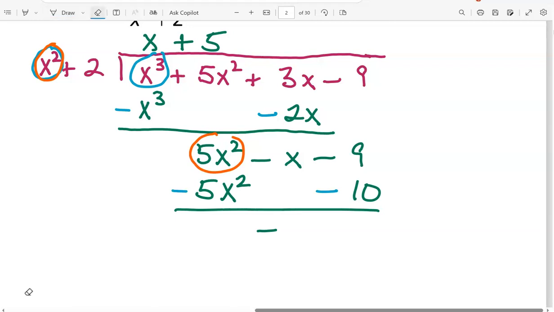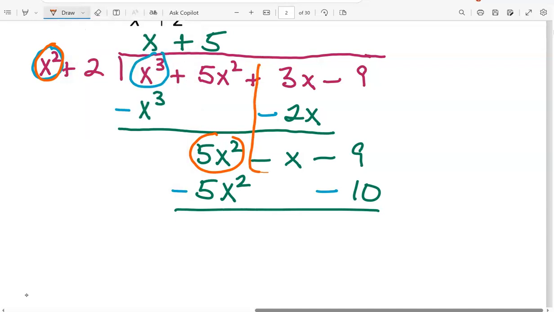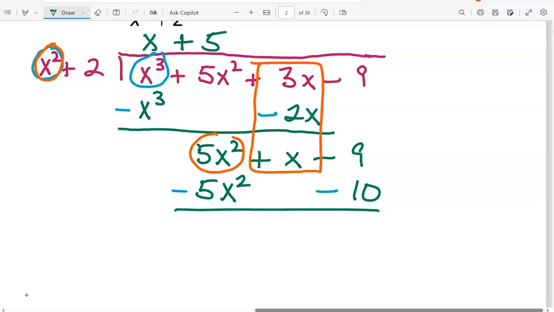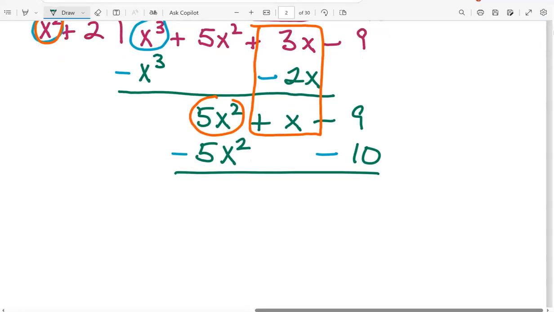And I made a little boo-boo there. I'm going to correct. Way back here when I did my subtraction, we had 3x plus negative 2x, which is actually plus 1x. Okay, so now I'm going to go ahead and add what I was going to add before. So 5x squared plus negative 5x squared is 0. x doesn't get added or subtracted to anybody, and minus 9 and minus 10 add up to minus 19.